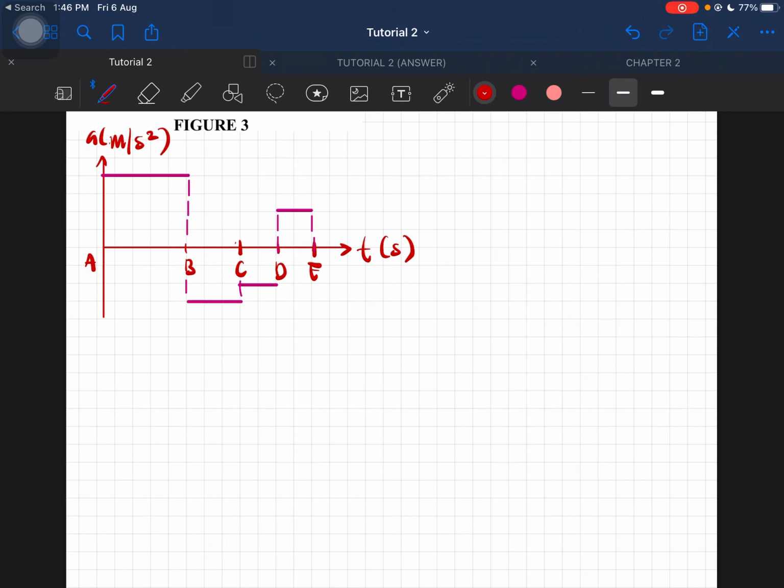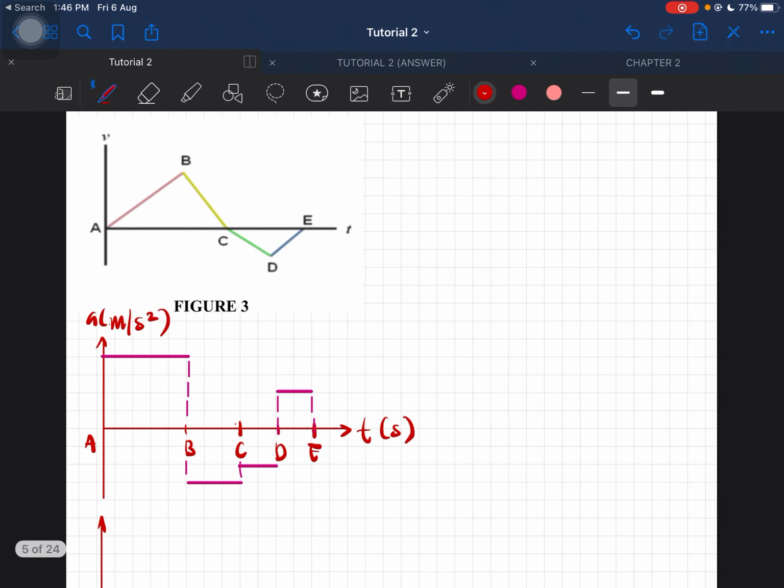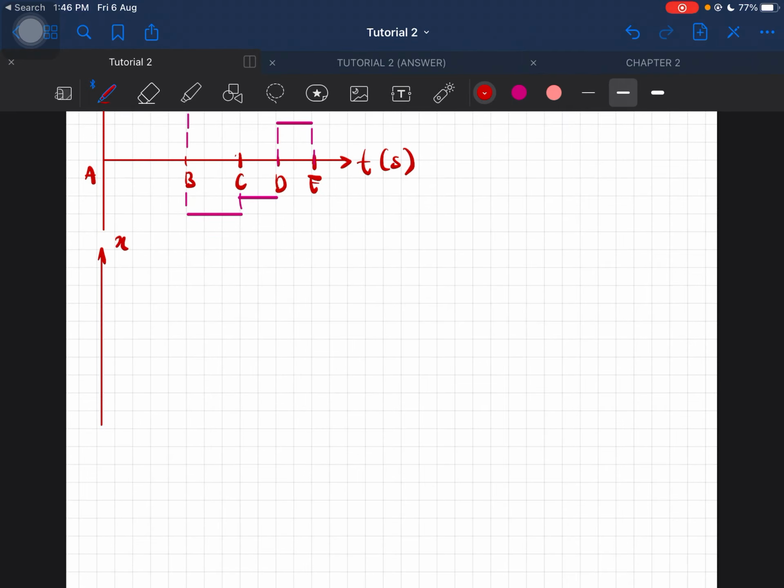Now we have to draw the distance against time graph. So this is X, and this is our time. Again, this is A, this is B, this is at point C, this is at point D, and this is at point E.